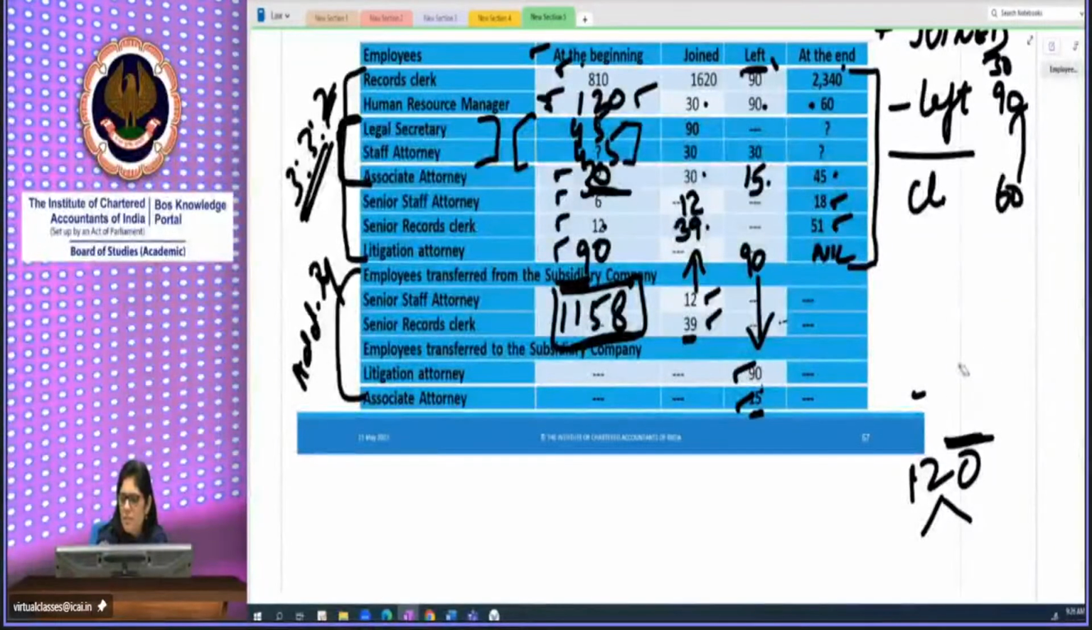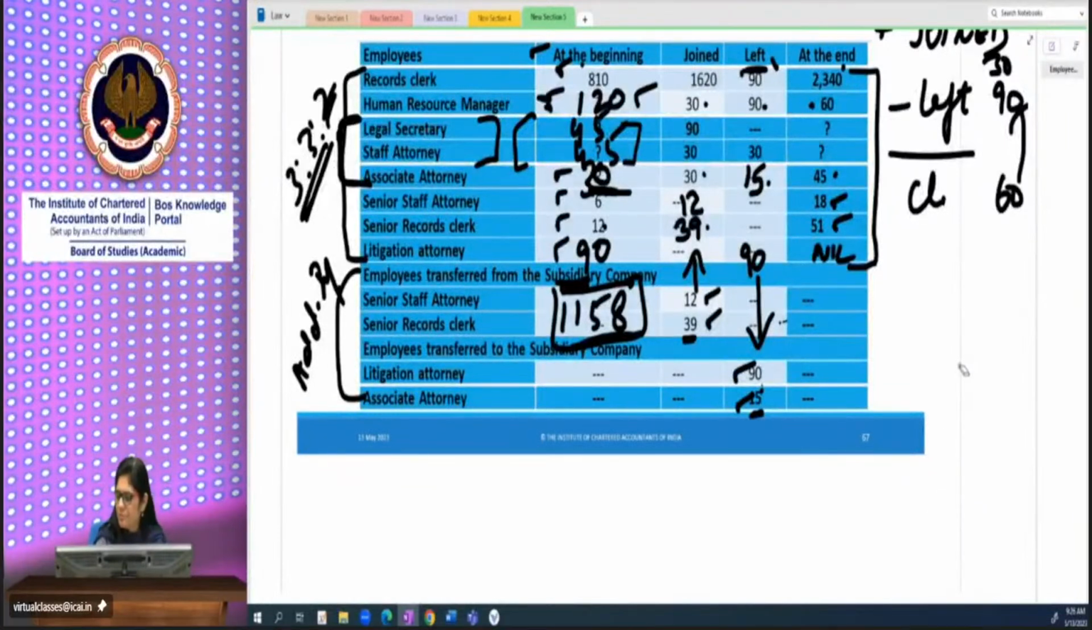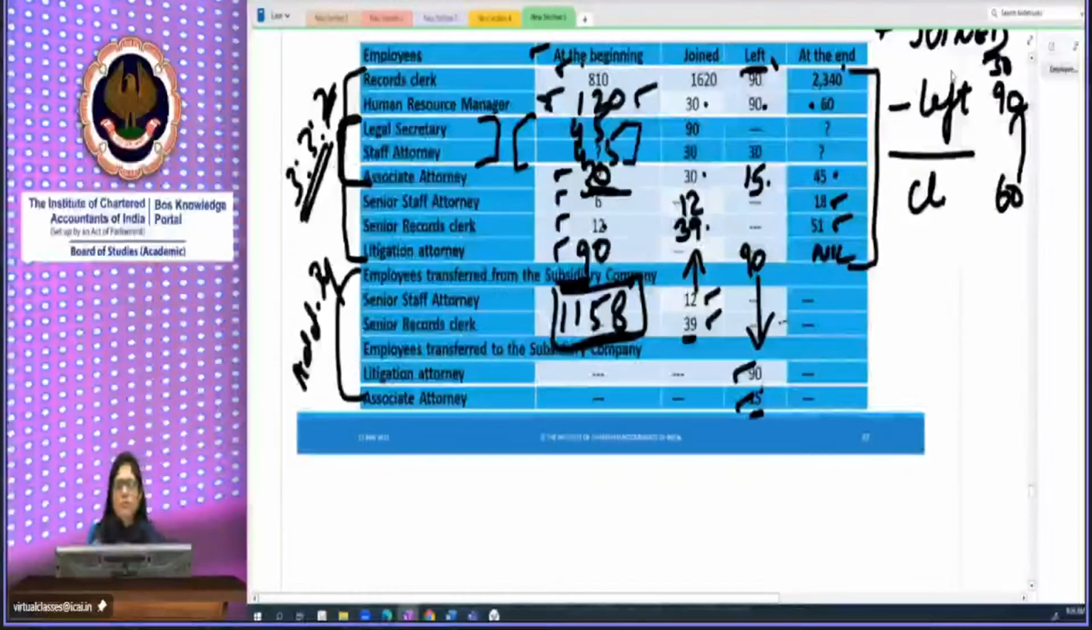So let me solve it again. The total is 1158 at the opening, and for associate we have 30. So yes, it will come out to 45 for legal and 45 for staff. That's the correct answer in the ratio of 3:3:2.